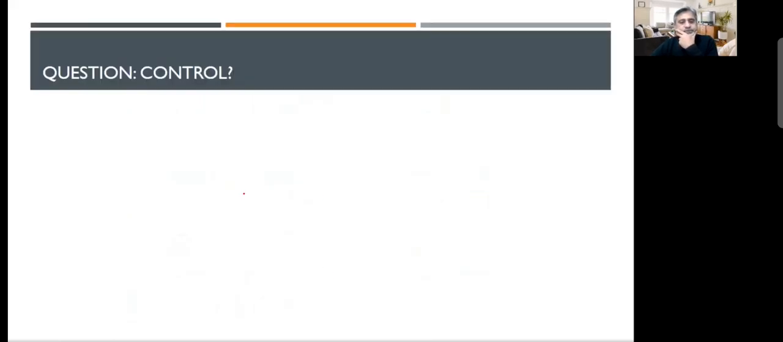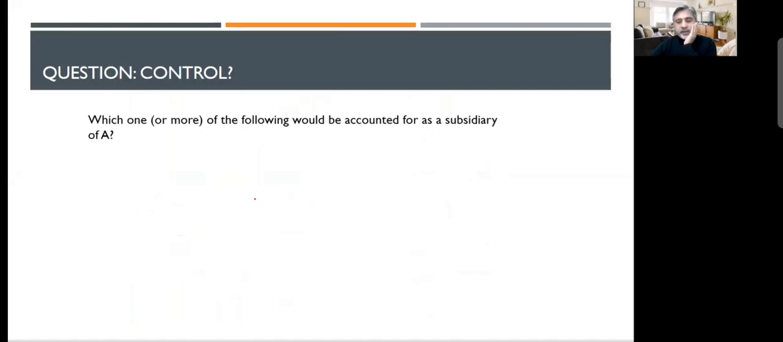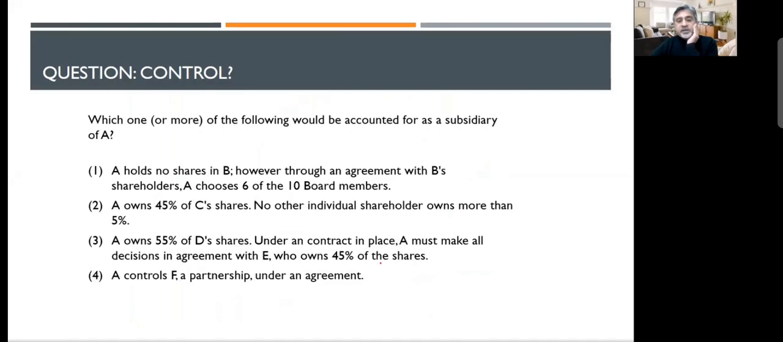The question is about control. Which one or more of the following would be accounted for as a subsidiary of A? A holds no shares in B. So the different entities are B, C, and D. A holds no shares in B. However, through an agreement with B's shareholders, A chooses 6 of the 10 board members. Definitely, this is a situation of control. Yes, because A does not have the shareholding, but A can appoint 6 directors out of 10. So 60%, which means that whatever A decides, that will happen.